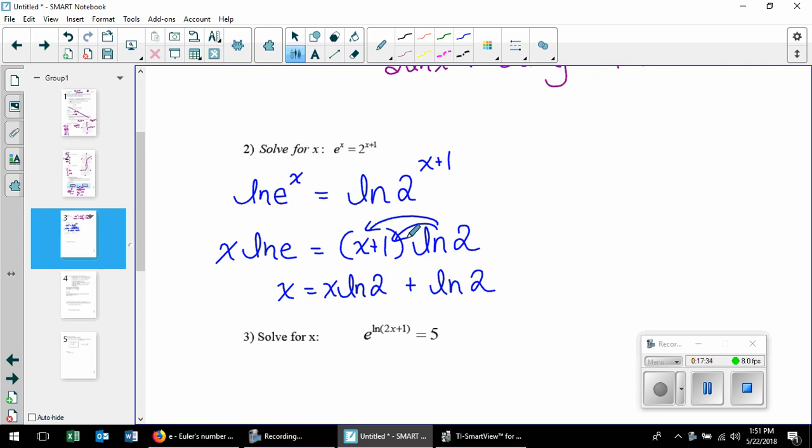There's an equal sign, so I have to solve for something. I can move all the x's to the left hand side. So I've got x minus x ln 2 equals ln 2. What do I do now? I gotta pull something out. Okay, I'm gonna common factor with an x.